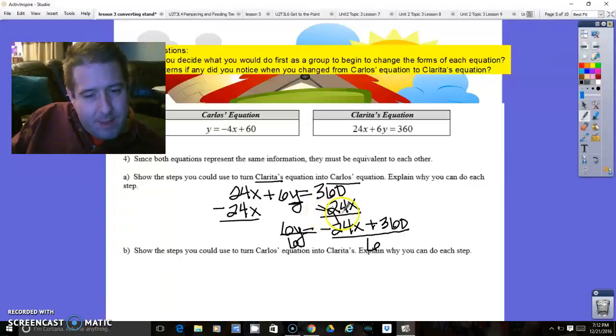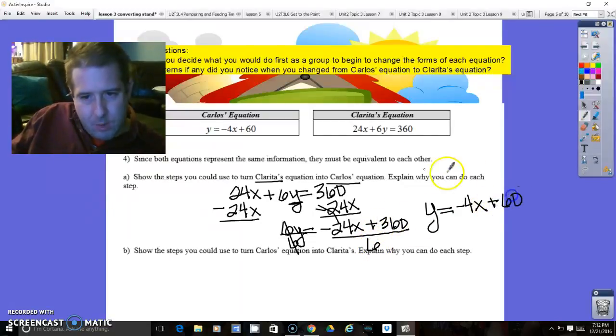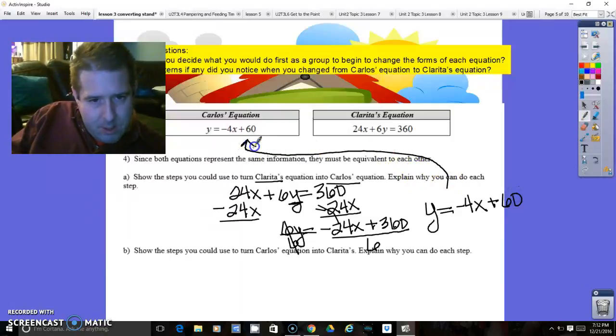As long as you keep the sign that came before each part, then it's still the same thing. So these are going to cancel out, leaving me with y equals negative 24 divided by 6 is negative 4, and 360 divided by 6 is 60. So you can clearly see it turned into the exact same thing. So we just took standard form and turned it into slope-intercept form.